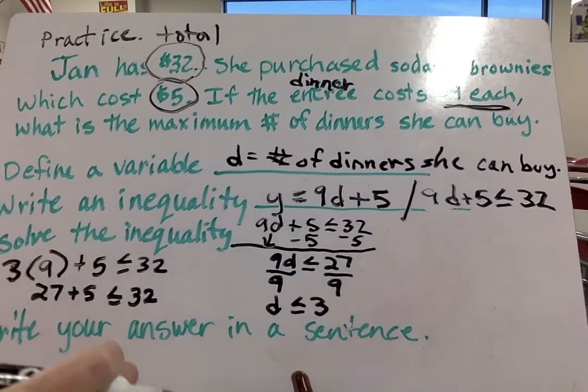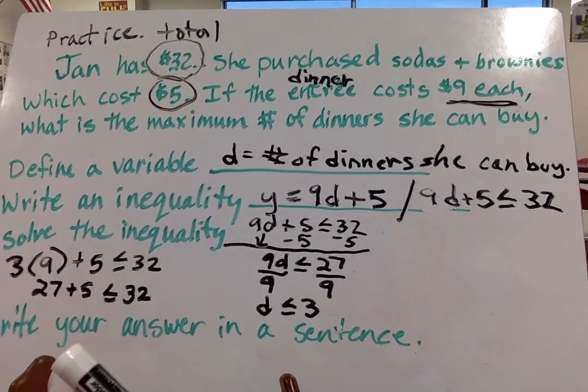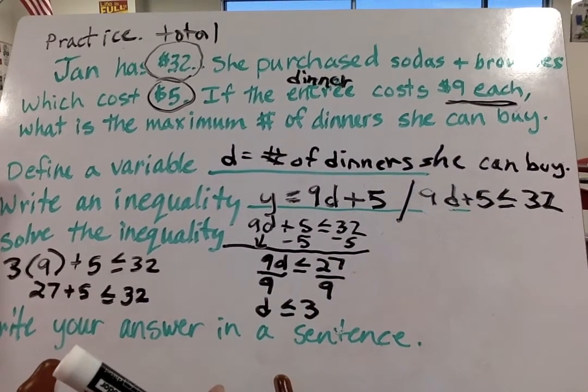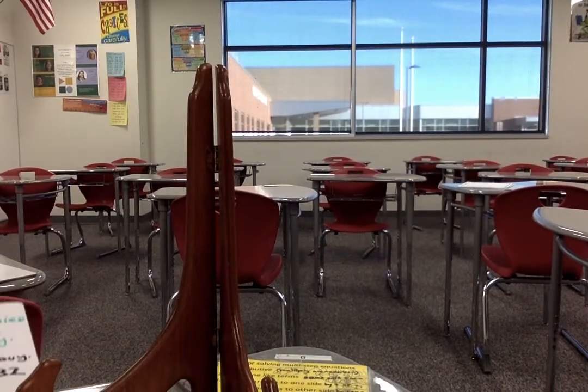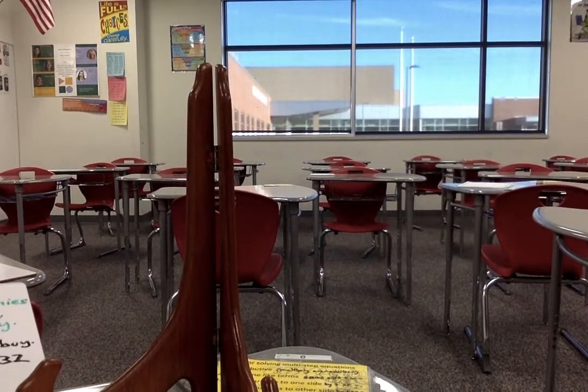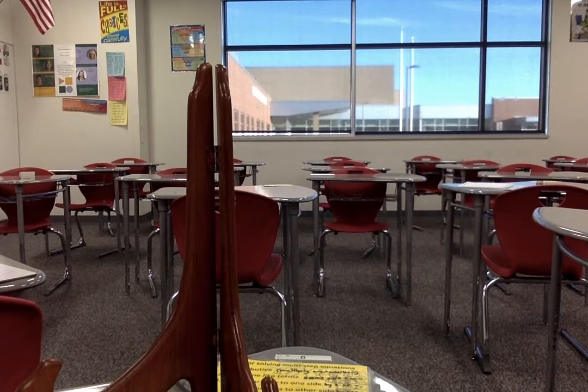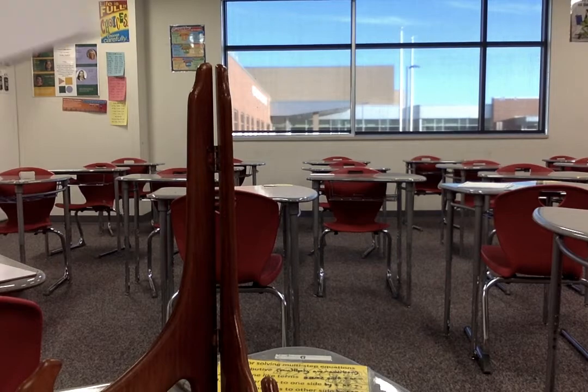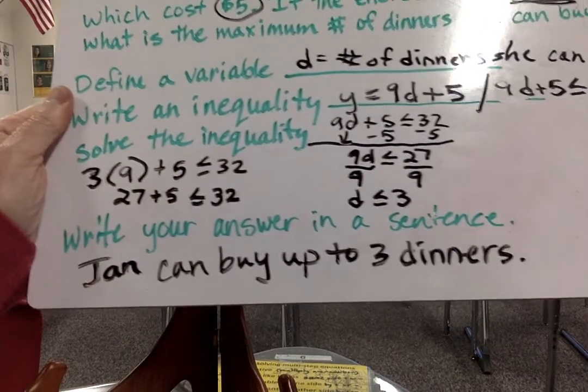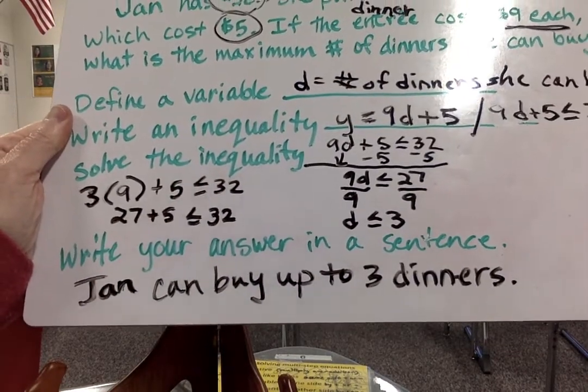So we're going to write that in a sentence right here. I'm going to write it down here first. Jen, and you could be writing this down too, can buy up to 3 dinners. Or you could put 3 dinners or less. And you can pause the video if you need to write that down.